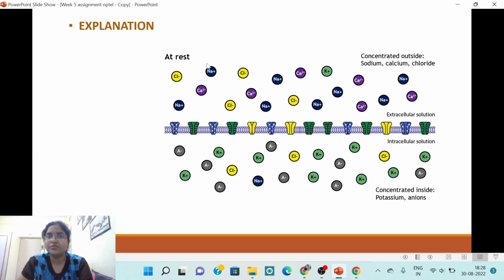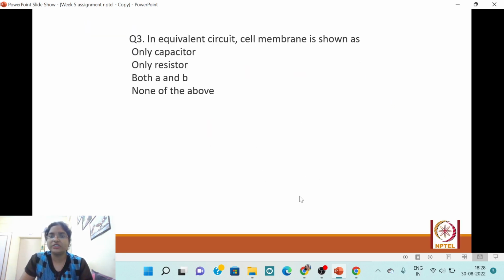These are present in more number. The concentration of Na plus ions is more outside of the cell. This is in a resting condition we are talking about, right? In a resting condition, that is when the cell membrane is at resting potential. And inside the cell, the K plus ions, these green colored ions you can see here, are more. Okay, next we'll move on to the third question.